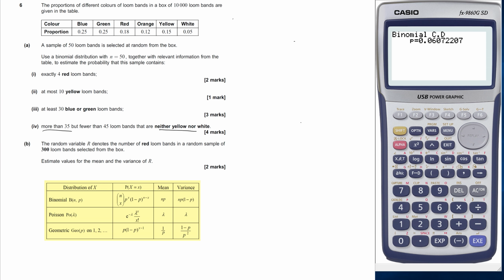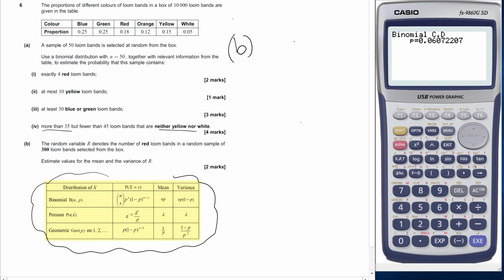Having a look at part B then, that's why the yellow section here has been pasted in. So this is from your formula book. Okay, so this is in the stats section of the formula book. The random variable r denotes red loom bands. So r is red loom bands that belong to the binomial distribution where there are 300 trials and we are looking for the probability of a red one, which from our table up here is 0.18.